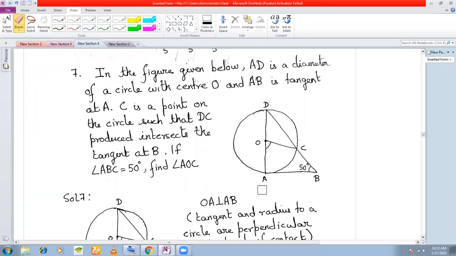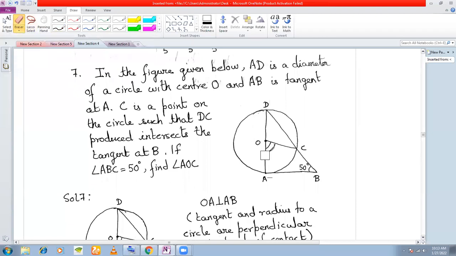C is a point on the circle such that DC produced intersects the tangent at B. So C is any point on the circle here such that when I produce DC, it intersects this tangent at B. These two lines intersect at B. So C is any point. If angle ABC is 50 degrees, so this angle here is given to you as 50 degrees. It is already marked in the question. You need to calculate angle AOC. And let's see which one is the unknown angle that we need to calculate. This is the unknown angle, AOC.